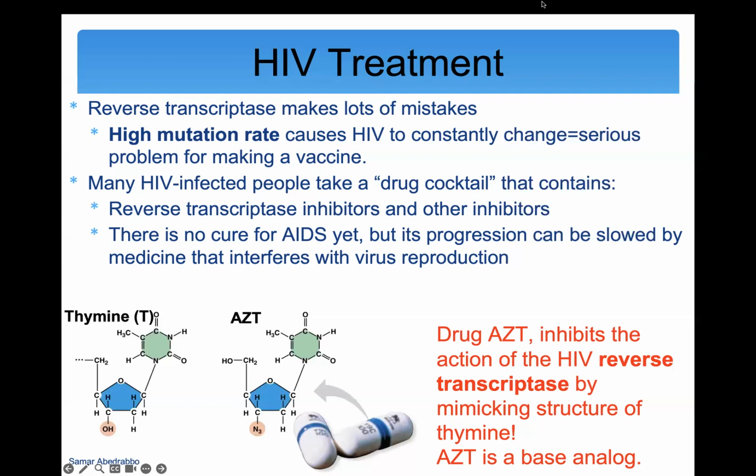And then just as an example, there is a drug that's very popular called AZT. It's a type of reverse transcriptase inhibitor. Specifically, it's an analog, or it looks like one of the bases. It looks like thymine. And what it does is it mimics this, and when it mimics this, it basically stops continuous transcription of the virus. And so you stop production of new viruses. So this drug cocktail is very, very important for people who do have an HIV infection.